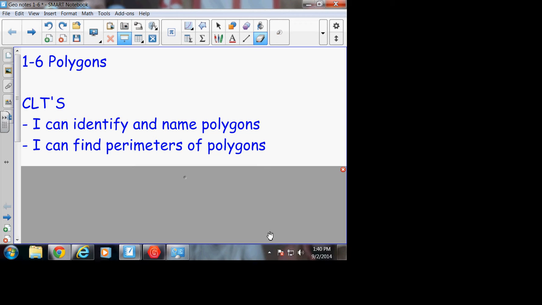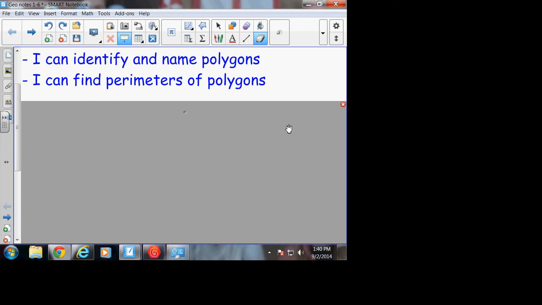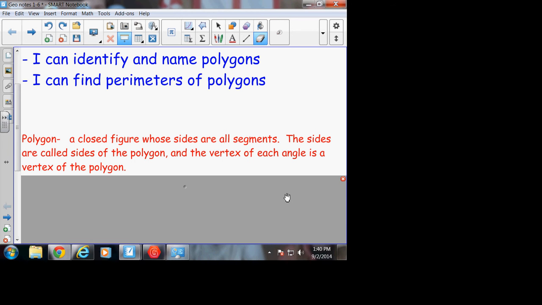What is a polygon? Let us find out. A polygon is a closed, be sure it's closed, figure whose sides are all segments. Closed figure, all segments. What's a segment? Or a part of something. A line that ends at both sides.